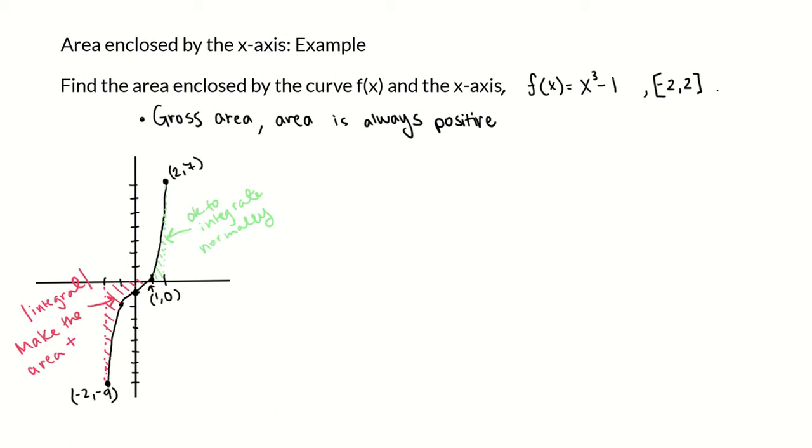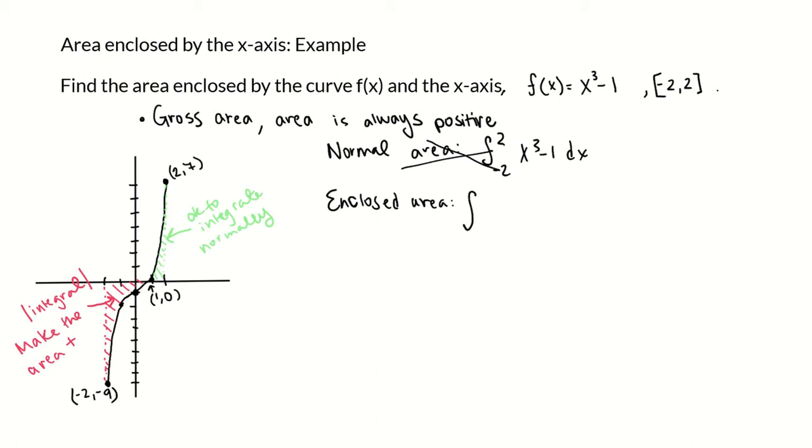So instead of just doing a normal integral area, which would be the integral from -2 to 2 of x to the third minus 1 dx, that's not what we want to do, because that would count this red area as negative. So for our enclosed area, we're going to split our integral into two pieces, into the green and into the red piece.